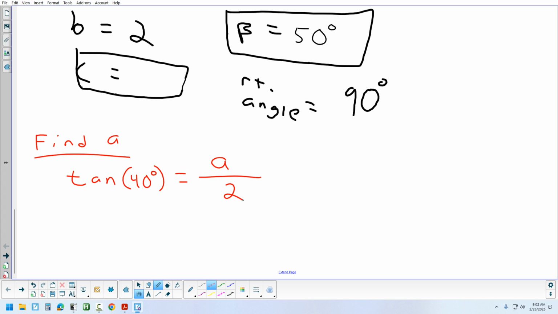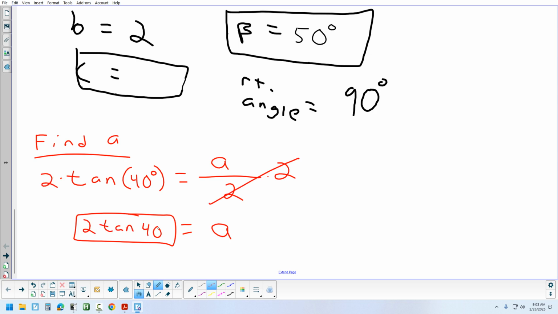Now we need to solve for A. How would we get the 2 on the other side? So the A is by itself. Multiplication. Yep. And what would you multiply by? 2. Yep, multiply by 2. So times 2, times 2. And we need to do that out and get the answer.